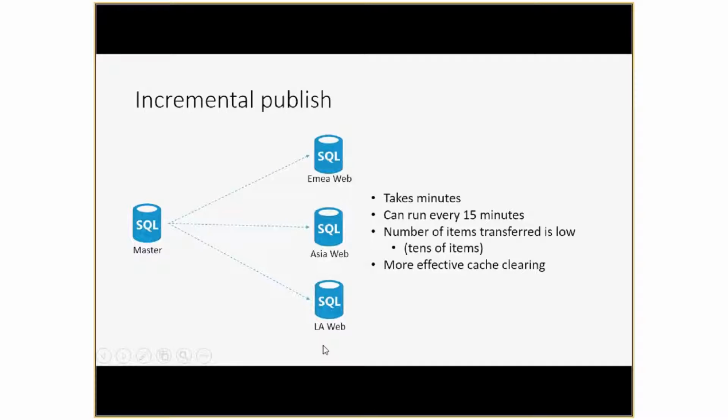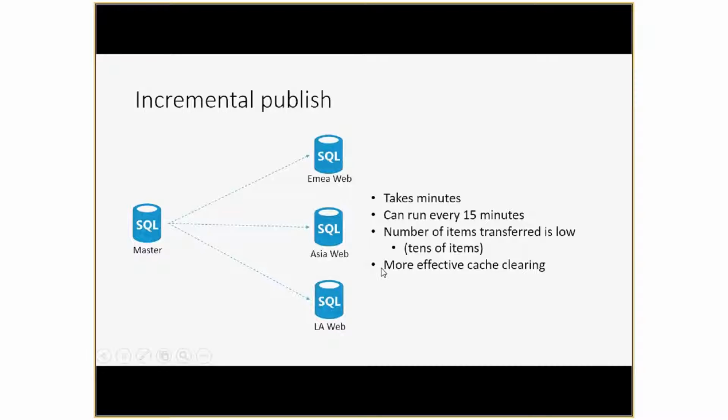So our idea is that if we run incremental publish every 15 minutes, we are making it in really small chunks. We have just a couple of items which need to be published, like tens, maybe 100. It's quite a small number of items, so this publish will take just a couple of minutes, and we are able to run it every 15 minutes, 30 minutes, or something like this. So it's like nearly continuous publishing.